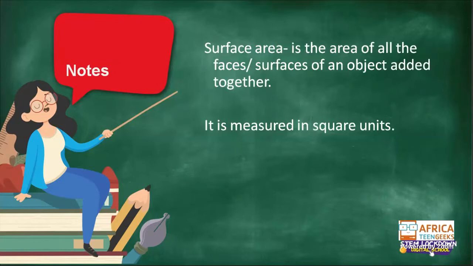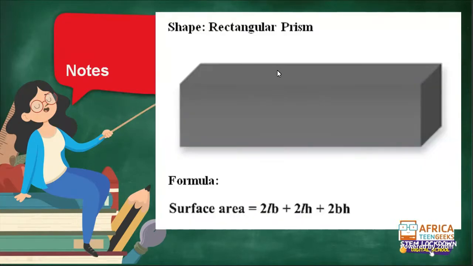Okay, now let's first look at our definition. Surface area is the area of all the faces or surfaces of an object added together. So that is surface area, and it is measured in square units. Okay, now let's look at the first shape. The first shape is a rectangular prism.